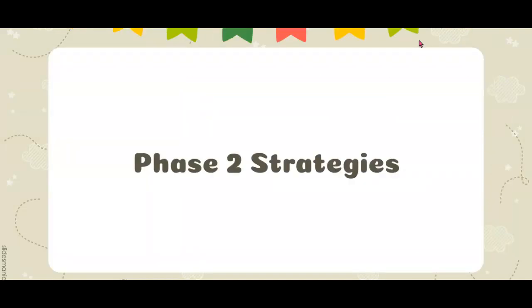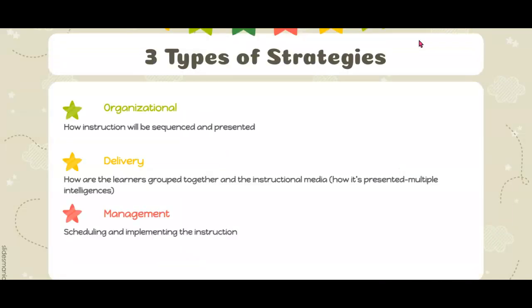Phase 2 is the strategies. There are three strategies. They are organizational, delivery, and management. Organizational looks at how instruction will be sequenced and presented to the learners. The delivery looks at how the learners are grouped together and the instructional media. How is it presented? That goes back to the multiple intelligence theory.